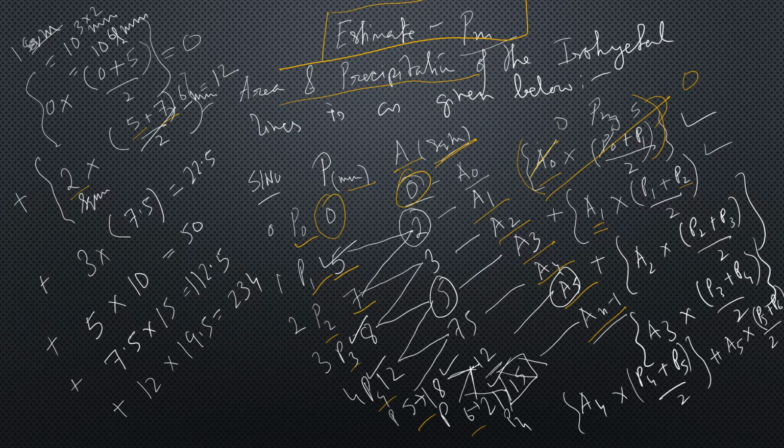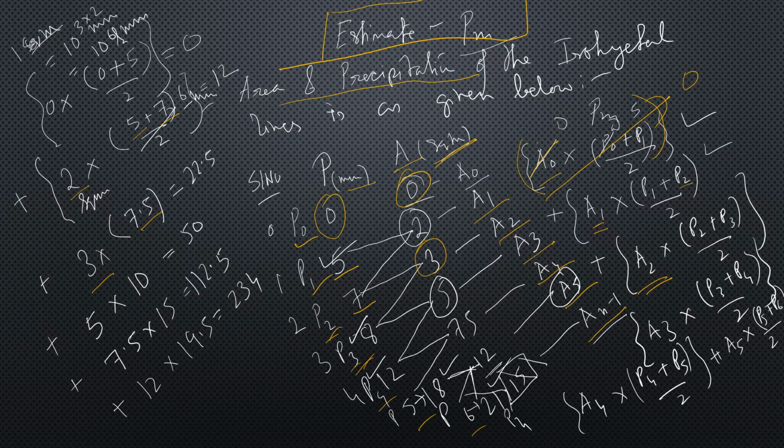Sorry, we have already calculated area 1, so we are going to A2. A2 is given, it is 3, and this area A2 is bordered by P2 and P3. So P2 is 7, P3 is 8, 7 plus 8, 15 by 2 is 7.5.